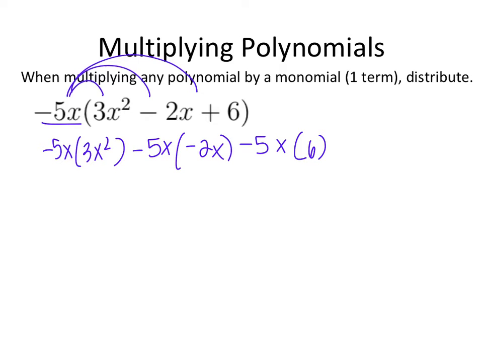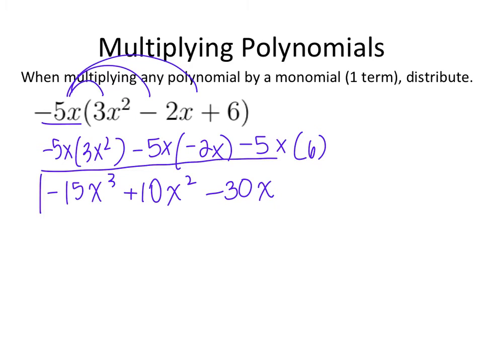Simplifying, we have negative 5 times 3, so that's going to give us negative 15. X times x squared is x to the third power. Negative 5 times negative 2 becomes positive 10. X times x is x squared. Negative 5x times 6 becomes negative 30x. No like terms, so all we have to do is box that answer.